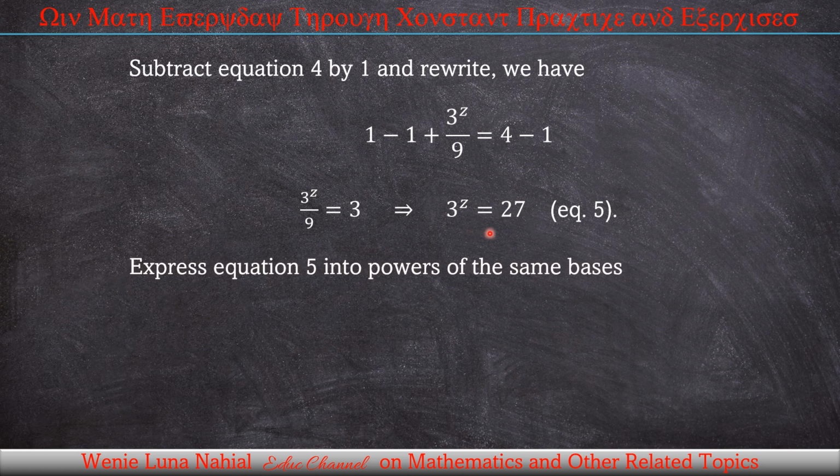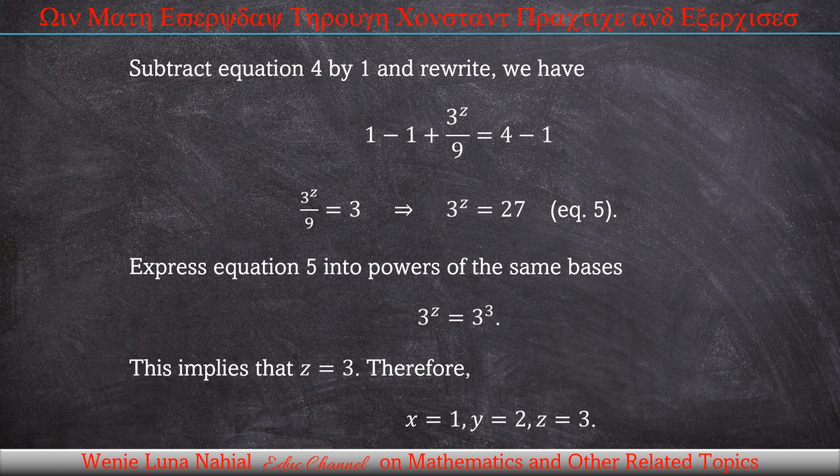Then rewriting this 27 into a power whose base is 3, we have 3 raised to z equals 3 cubed. Again, since the exponential forms in both sides of the equation have the same base, we can equate the exponents. So we have z equals 3. Therefore, our x is equal to 1, our y is equal to 2, and our z is equal to 3.